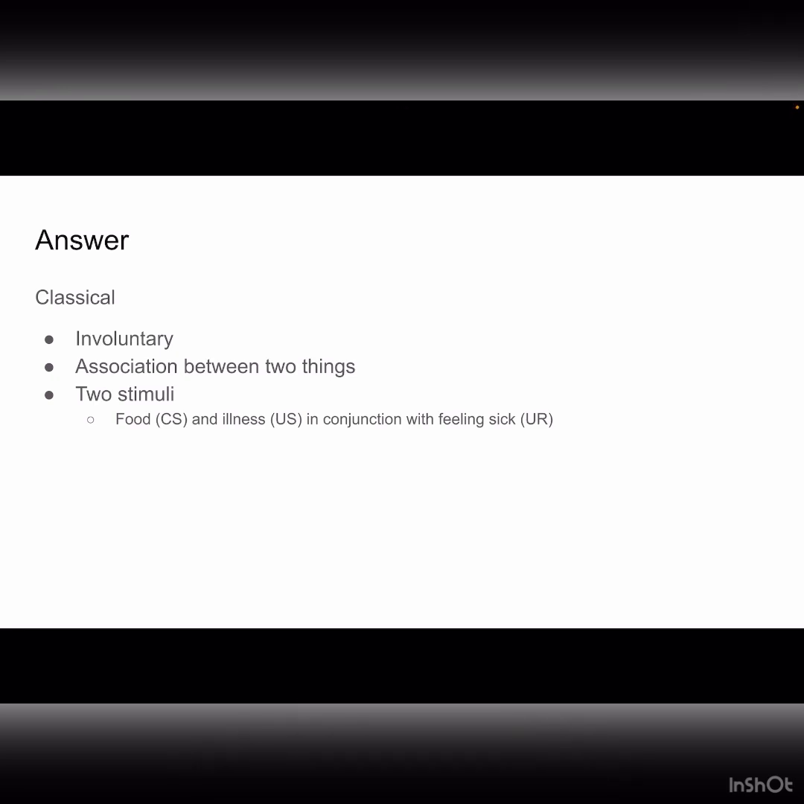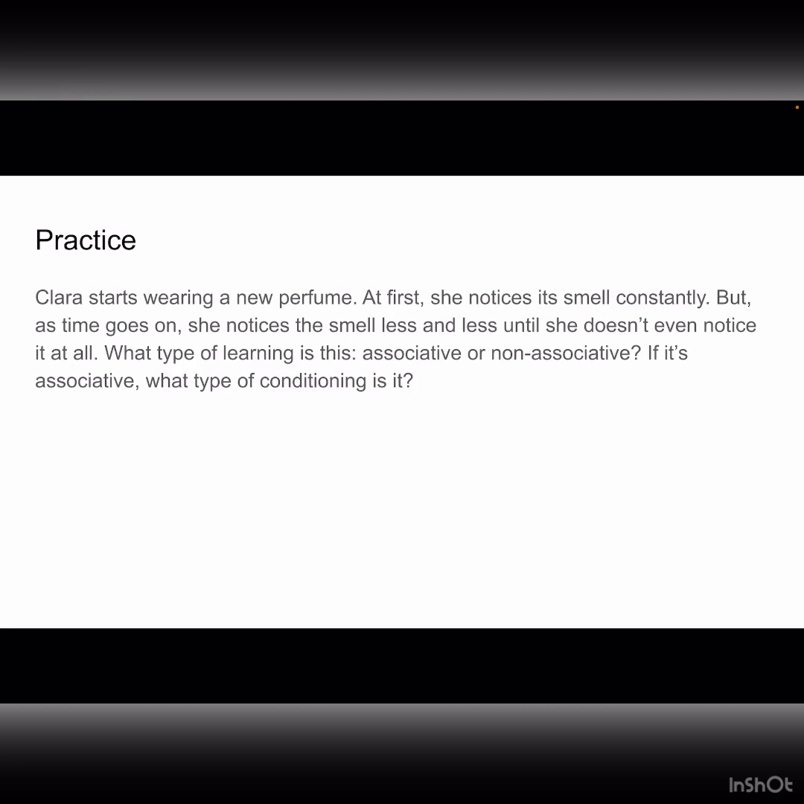Perhaps the biggest clue was that the child's feelings, the CR, were involuntary. The child didn't choose to feel disgusted at the sight of the food. They simply did because of their past experiences. Also, the conditioned response was produced by a pairing between two stimuli. The food was associated with the illness, which then produced a feeling of being sick, and that ultimately led to the child disliking shrimp. Let's try another example.